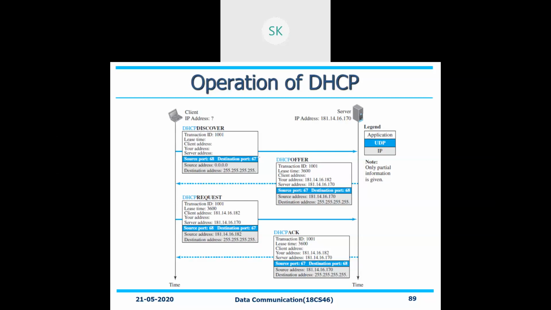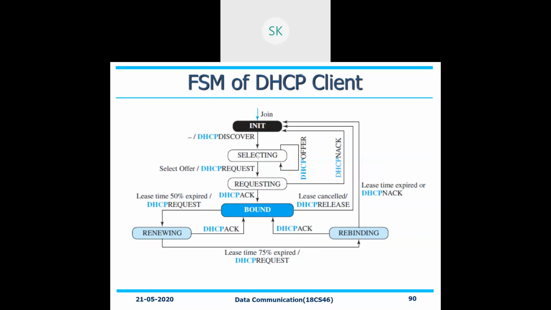If 50% of the lease time is expired, at that point of time, you need to renew that address. If it is expired to 75%, then you need to rebind it. Rebind in the sense, the same procedure, you need to redo it with some different addresses. Or else, if no acknowledgement is received in either of the cases, you need to start from the initialization state. So this is what will be happening with respect to your DHCP.